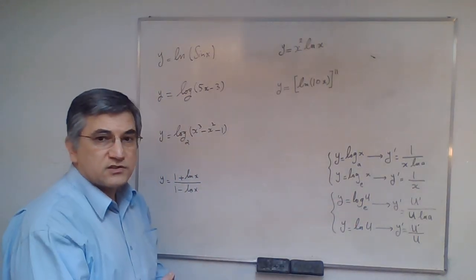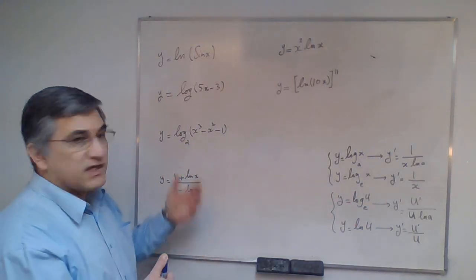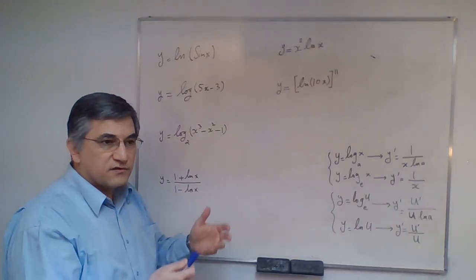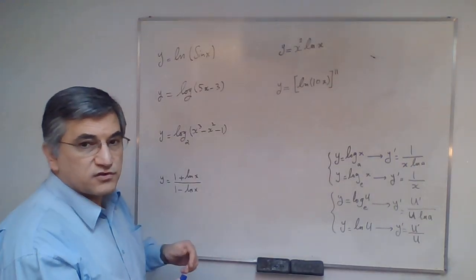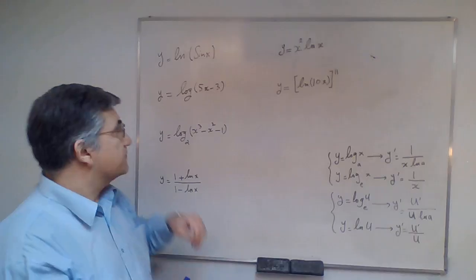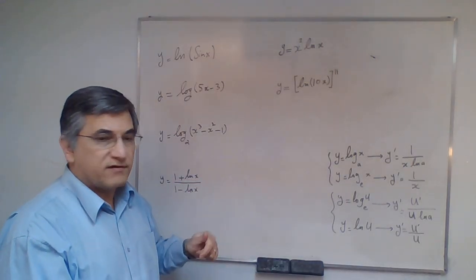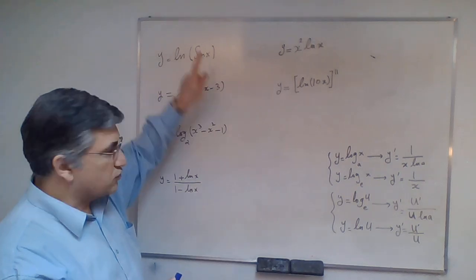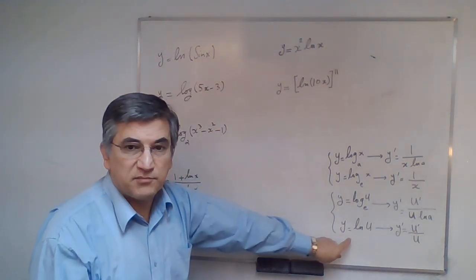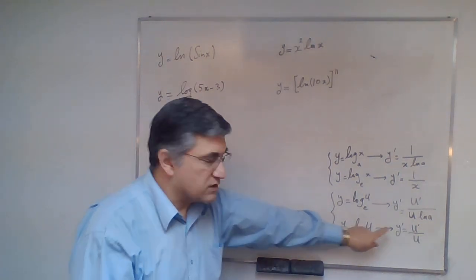And here I just intend to give you some examples of derivatives of different functions involving logarithmic functions. The first one says ln of sine x. So we want to take the derivative of ln of sine x. So this is actually ln of u, so I can use this last formula at the bottom. We know that the derivative of ln of u is u prime over u.